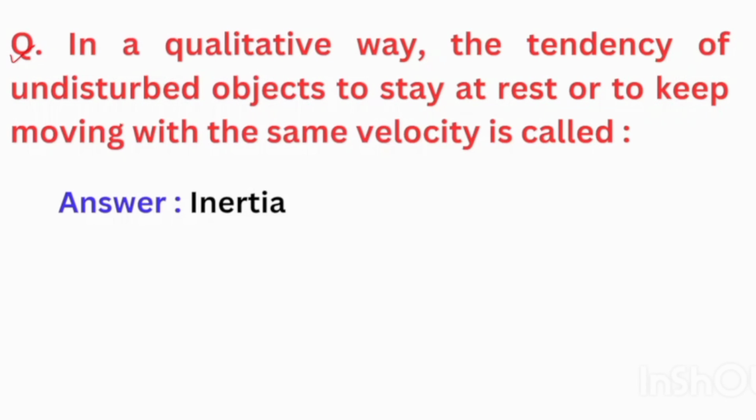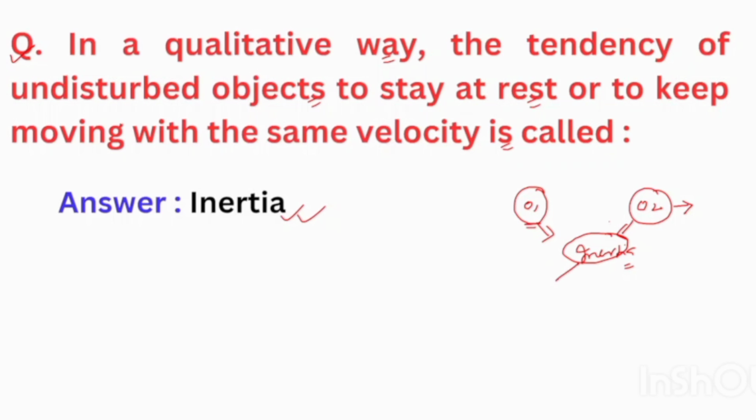First question, in a qualitative way, the tendency of undisturbed objects to stay at rest or to keep moving with the same velocity is called inertia. Let's understand what is inertia. Let's say there are two objects, object 1 and object 2. Object 1 is at rest and object 2 is moving with a uniform velocity along a straight line. Now these two objects will try to maintain their position of rest or of uniform motion, and this property of matter is called inertia.